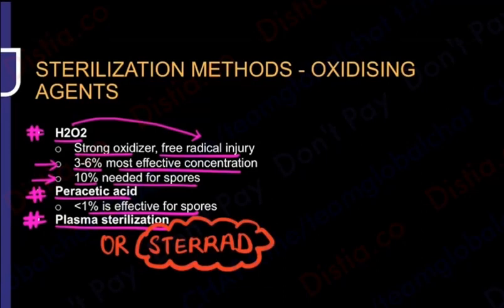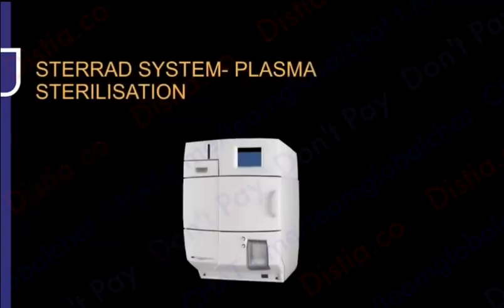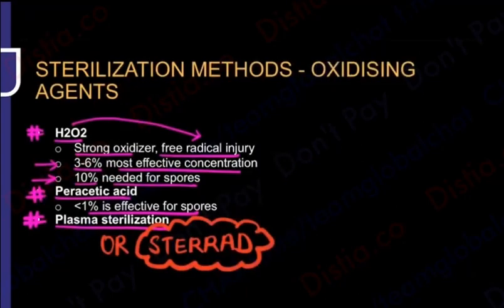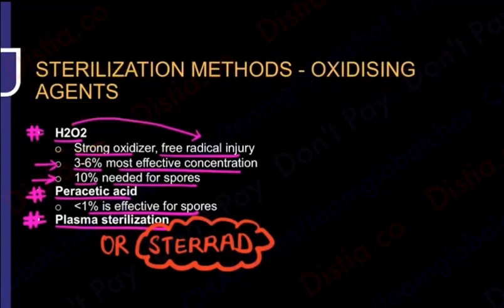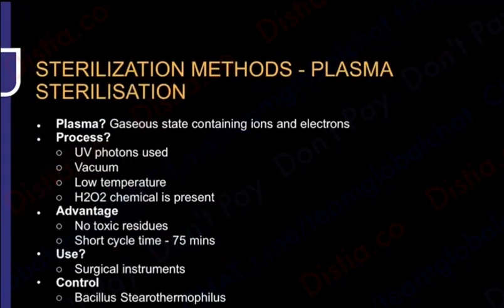Let me show you a STERAD. Guys, this is a STERAD. So nothing you will find out of it. It is a closed white colored machine. Okay, so now before I begin, I have told you that this is going to utilize some oxidizing agent. So you know what is it going to utilize? It is going to utilize H2O2. So listen to every word about plasma.